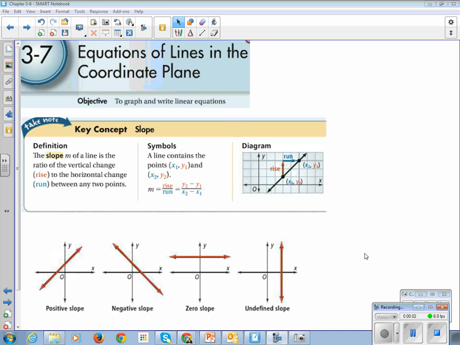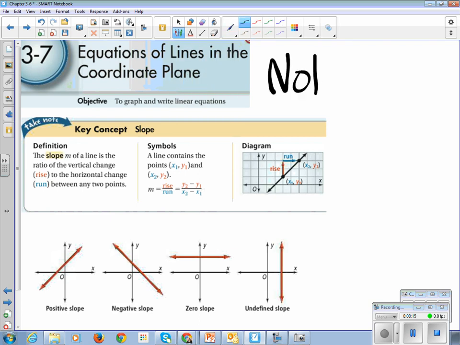All right, this is Geometry, Chapter 3, Section 7. Equations of lines in the coordinate plane. These are your notes. You're turning them in for credit. Make sure your name, the date, and the class, Geometry, are on there.